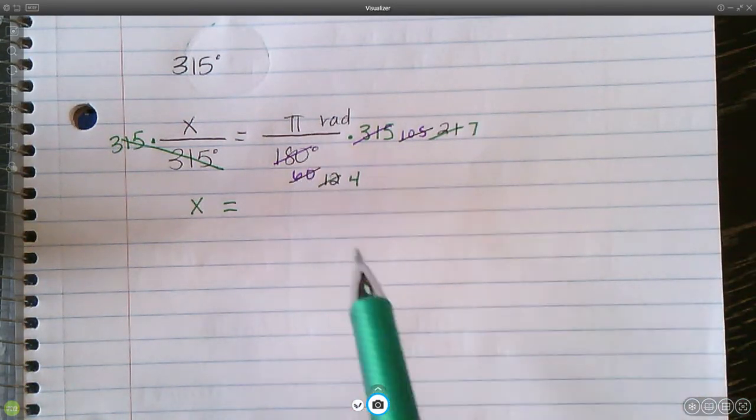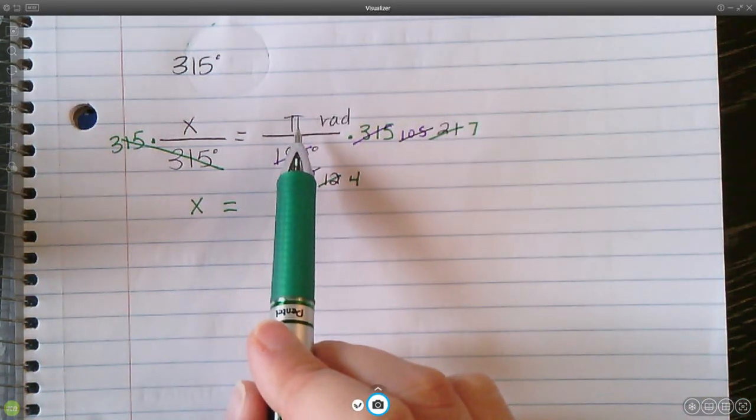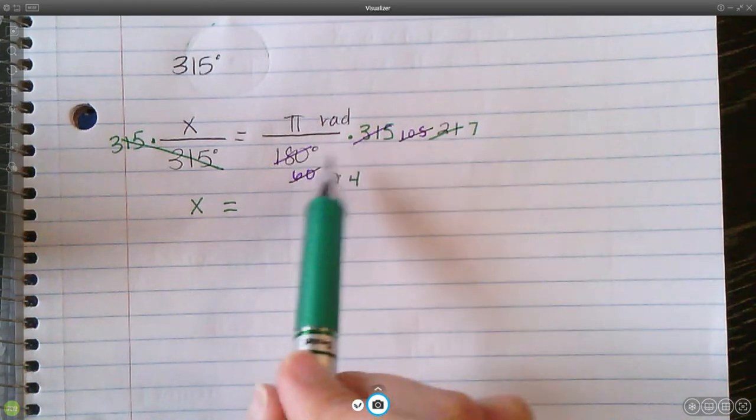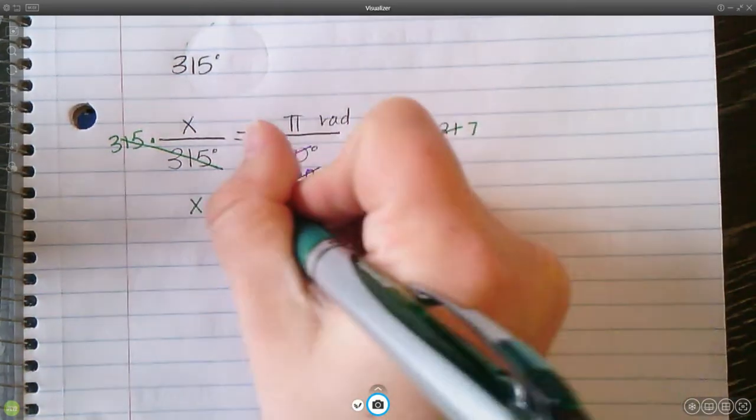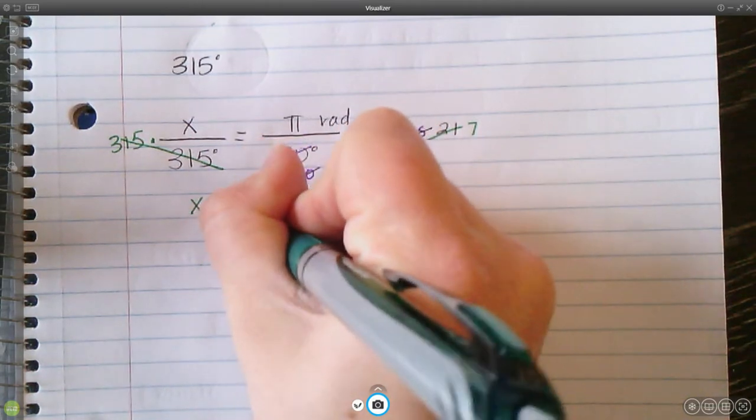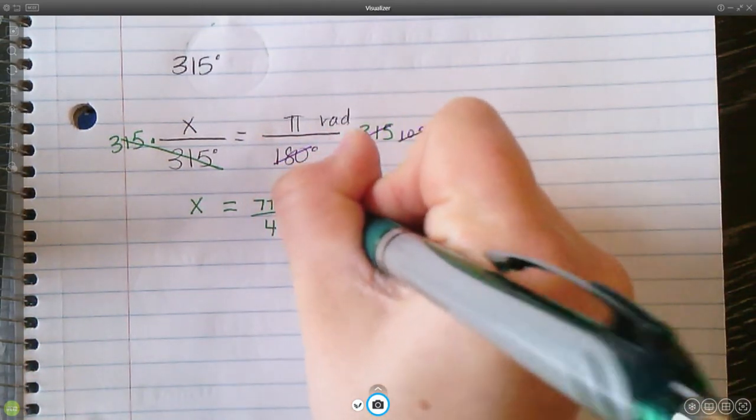So, sorry, that's kind of messy. But I have pi and 7 in the numerator and a 4 in the denominator. So that is going to be 7 pi over 4 radians.